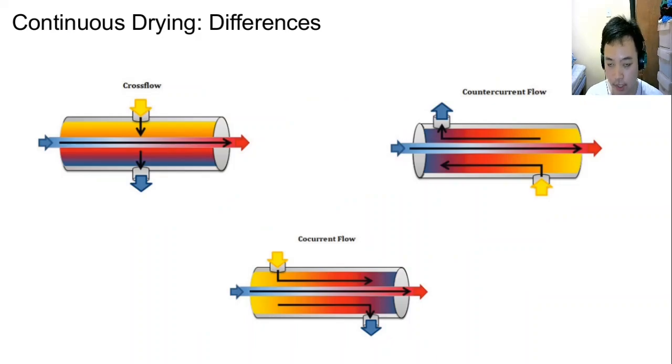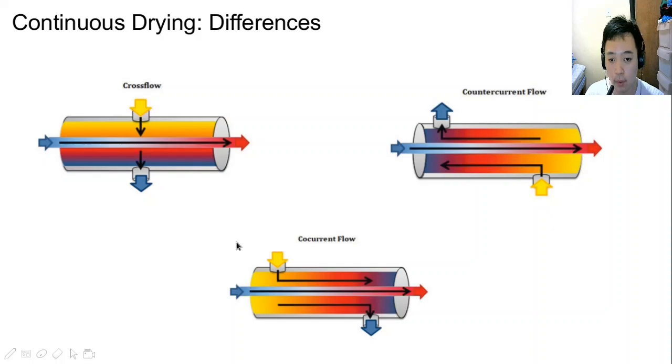Now, their differences. As I mentioned earlier, if you have studied heat transfer, you'll be familiar with these terms. There's cross flow, counter current, and co-current flow. In counter current flow, this is the best when it comes to heat transfer. It's so good that it may over dry the products.